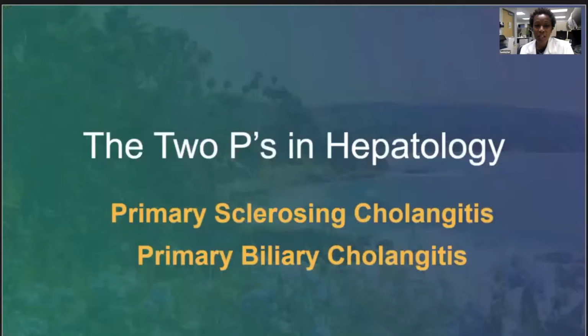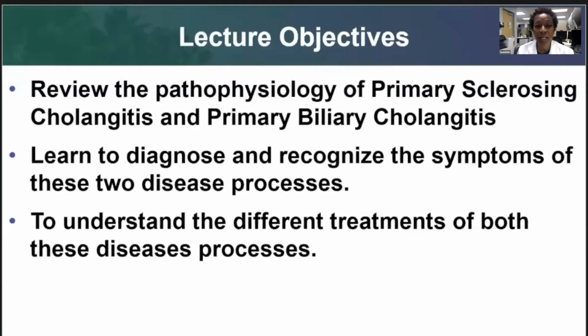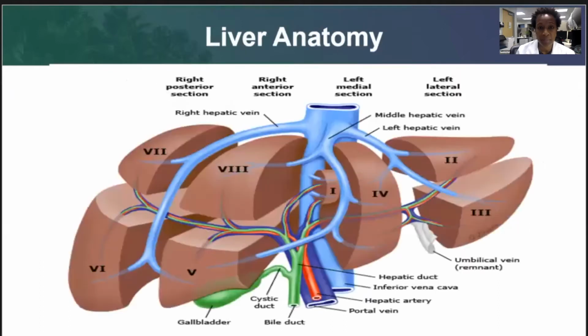Like I said, I'm going to be talking about the two P's in hepatology, and that is primary sclerosing cholangitis and primary biliary cholangitis. The objectives of my time together today are to review the pathophysiology of both of these diseases, PSC and PBC, as well as to review how to diagnose and the symptomatology of both of these disease processes, as well as to understand the different treatments that are unique to both of these.